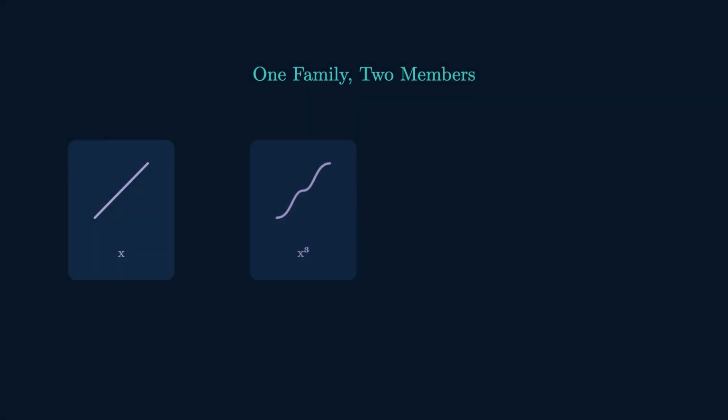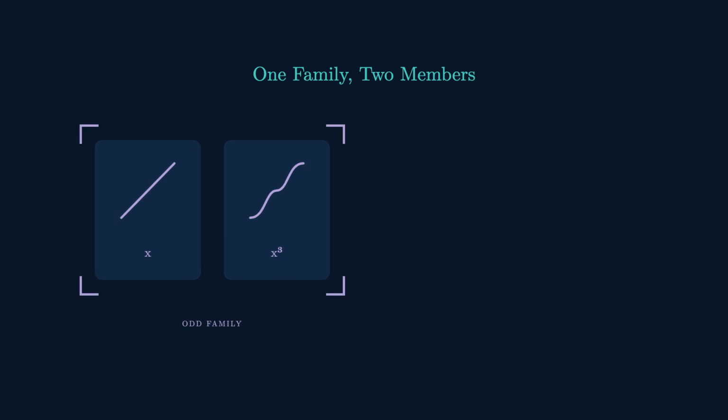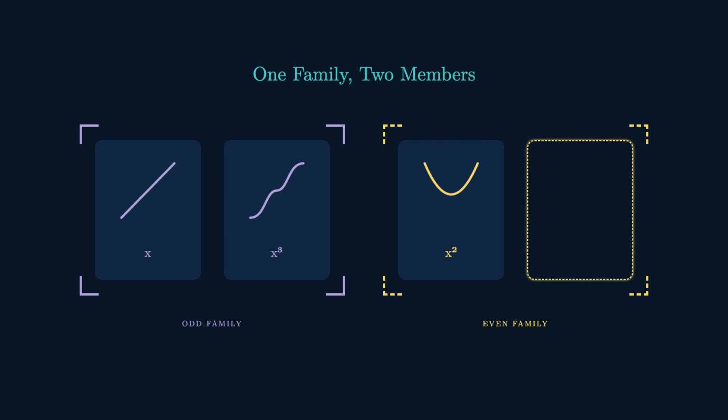Now notice something x and x cubed did the same thing. x and x cubed both passed the odd test. Both spin onto themselves through the origin. They're not two separate facts, they're two members of one family. And x squared is sitting over there on its own, waiting for company. So let's widen the lens on the even side first.